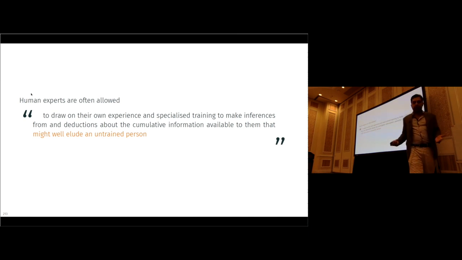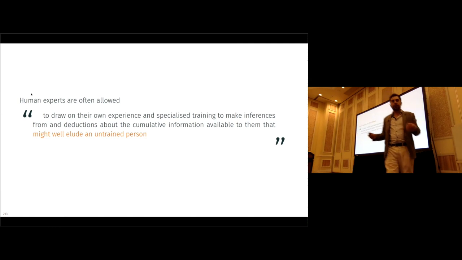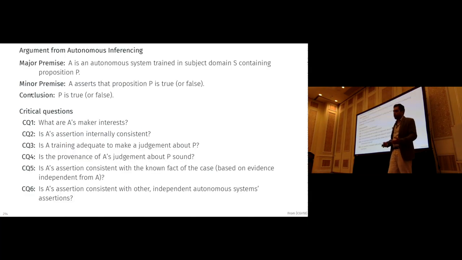So what happens in the case of using an argumentation system, a machine learning system in the real world? Well, what we argue in the paper I mentioned earlier about unveiling the machine learners is that we can just treat the results of this machine learning as another argument. So what we created is an argumentation scheme from what we call autonomous inferencing, saying that we have an autonomous system trained on a specific domain that contains a specific proposition. So the training setting and the task it is dealing with is matching. This autonomous system says that something is true or false, therefore we should believe it.